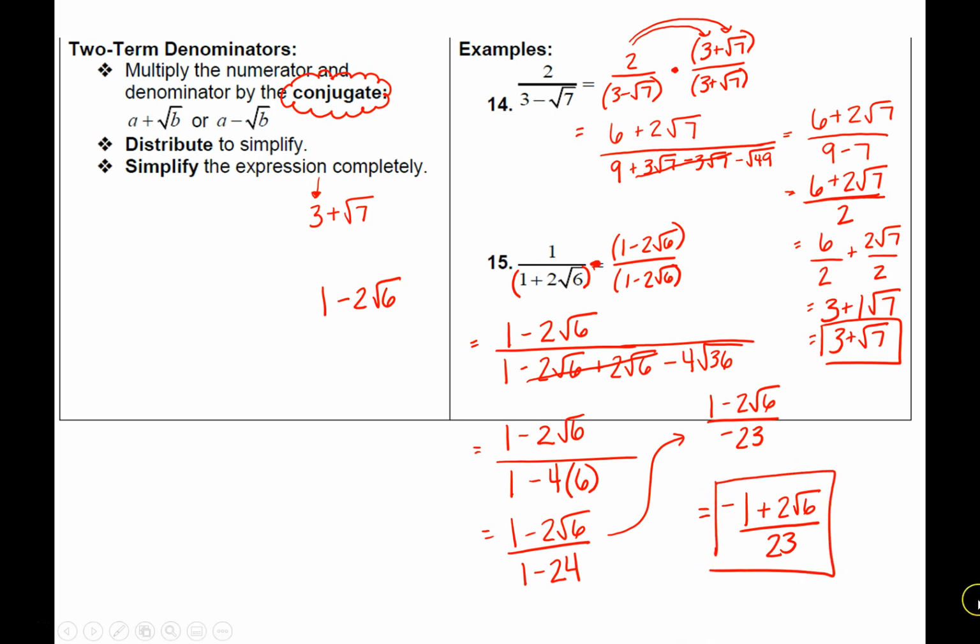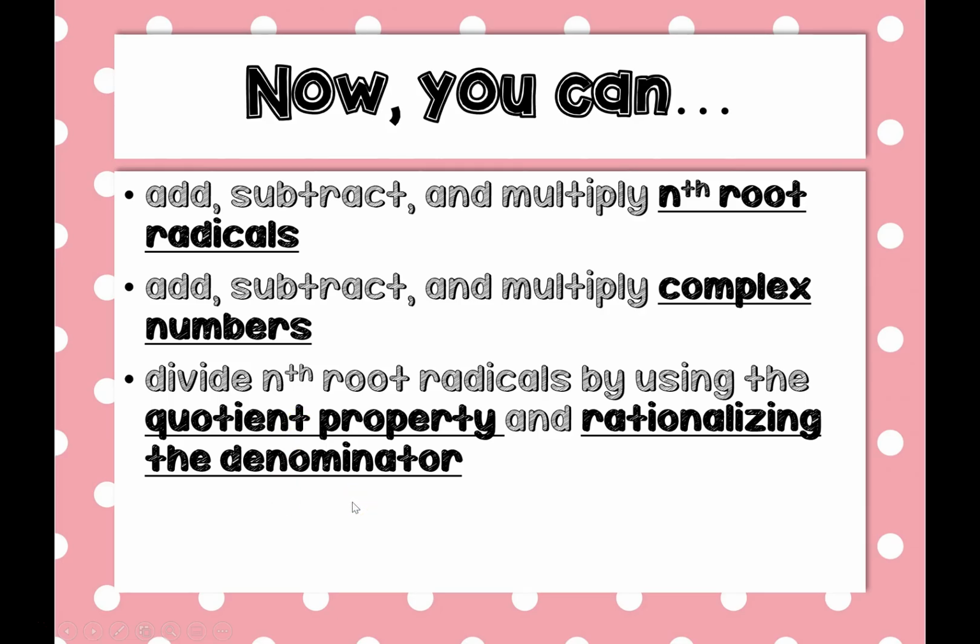All right, so with that, that's a lot of information, right? We talked about adding, subtracting, and multiplying radicals with nth roots and also complex numbers, and then we spent a bunch of time on dividing radicals by either the easy way, quotient property, or the more challenging way with lots of different possibilities, rationalizing the denominator. Go ahead and try those couple of now you try problems for us to talk about in class.